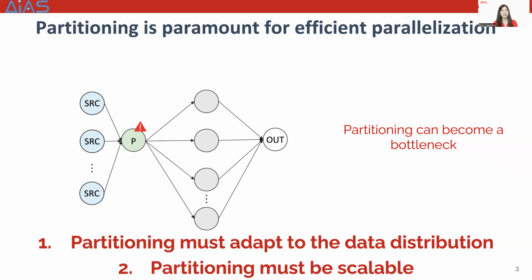So the second goal that we set for stream partitioning is that it should be able to scale to multiple partitioning instances that operate concurrently in the system and achieve load balance for the whole system.